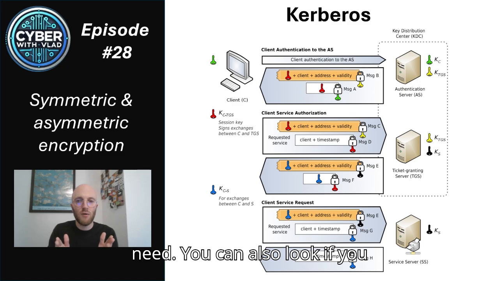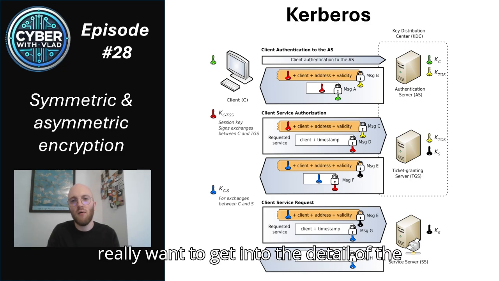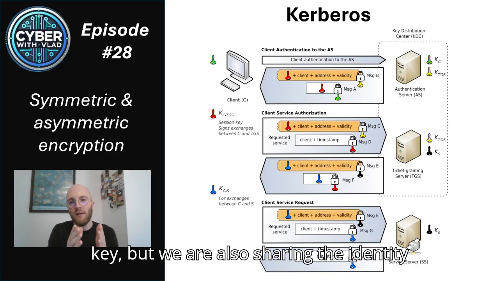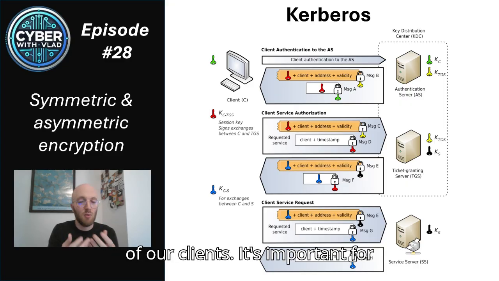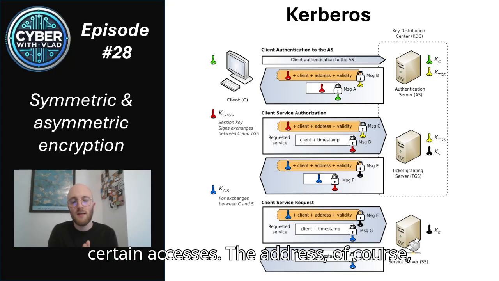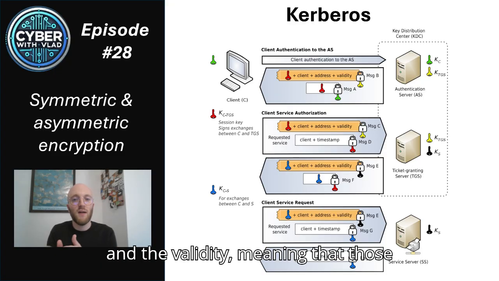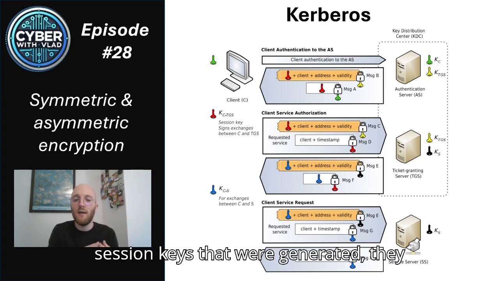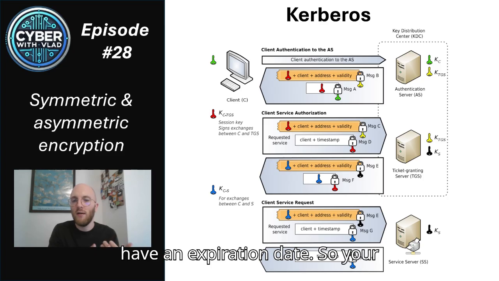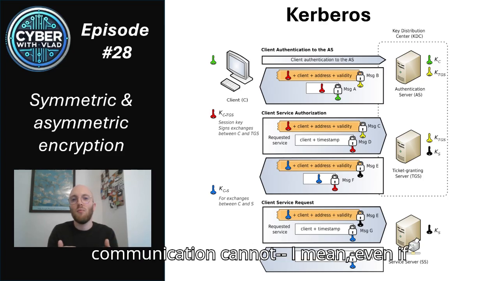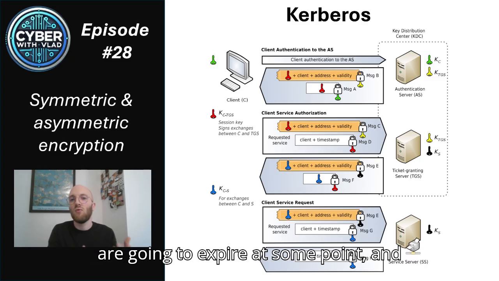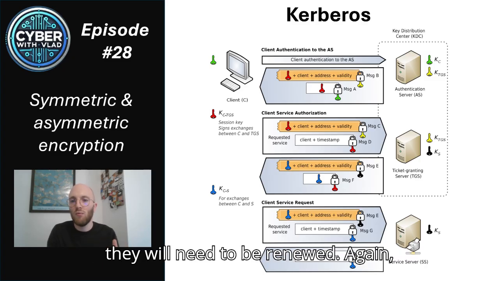You can also look, if you really want to get into the detail of the graph, that every time we are sharing a key, we are also sharing the identity of our client. It's important for certain accesses. The address, of course, and the validity, meaning that those session keys, the red and the blue session keys that were generated, have an expiration date. So even if this key gets compromised somehow, they are going to expire at some point and they will need to be renewed.